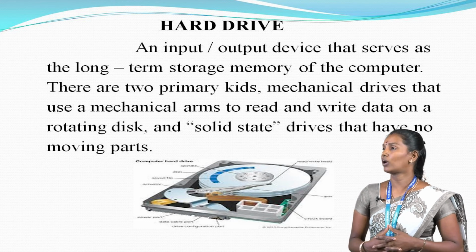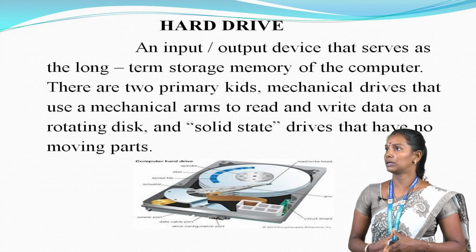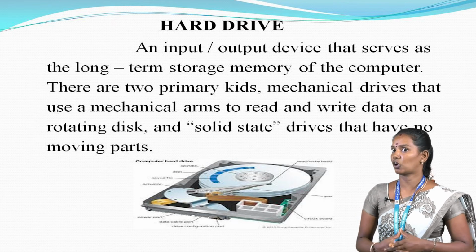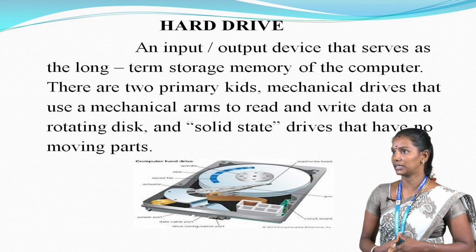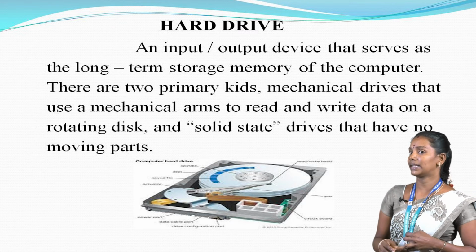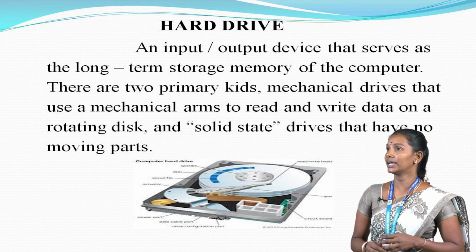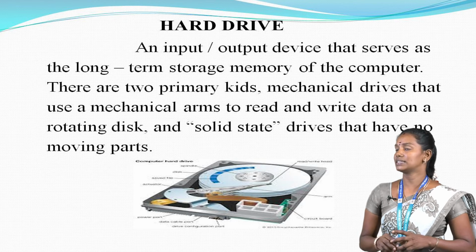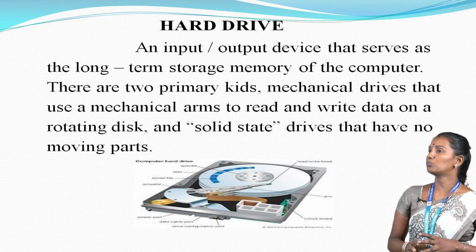The next one is hard drive, an input and output device that serves as the long-term storage memory of the computer. There are two primary kinds: mechanical drives, which use a mechanical arm to read and write data on a rotating disk, and solid state drives, which have no moving parts.